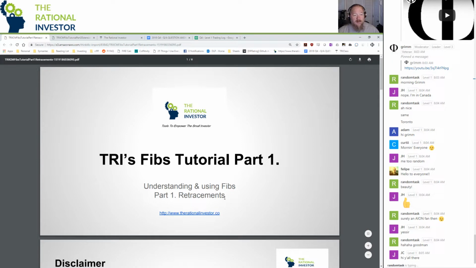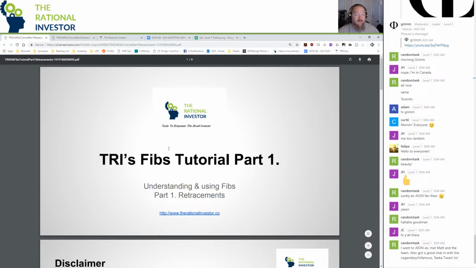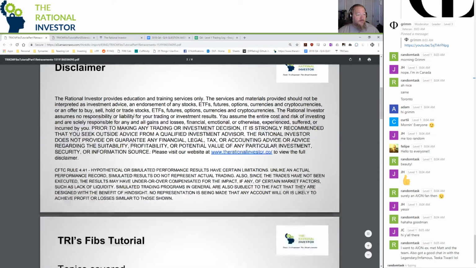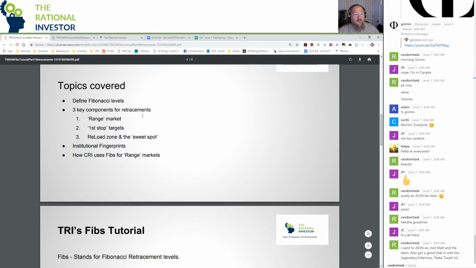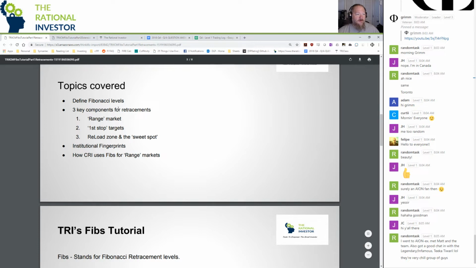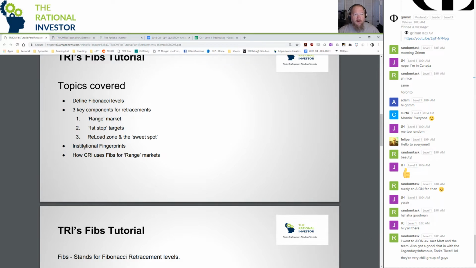Tutorial 1, understanding and using fibs. This is part 1, retracements. All right. So what we're going to cover is the Fibonacci levels and non-Fibonacci level that we use in our retracement setup. We're going to talk about the 3 key components that are relevant to retracements, which is ranging markets. We're going to talk about first stop targets, reload zones and sweet spots, institutional fingerprints, and how we use fibs for range markets. This is CRI, that's from back before the class was in its current iteration, so I should say TRI uses fibs for range markets.